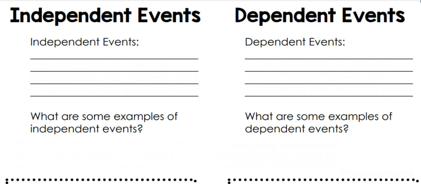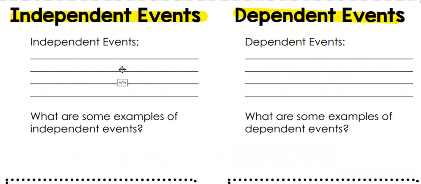So you should have your handout in front of you and you're going to fill in the notes as you go, and the teacher will pause the video as necessary to make sure you have time to write down your notes. So let's go ahead and get started. We have two different types of events. We have independent events and we have dependent events. So let's go ahead and get started.